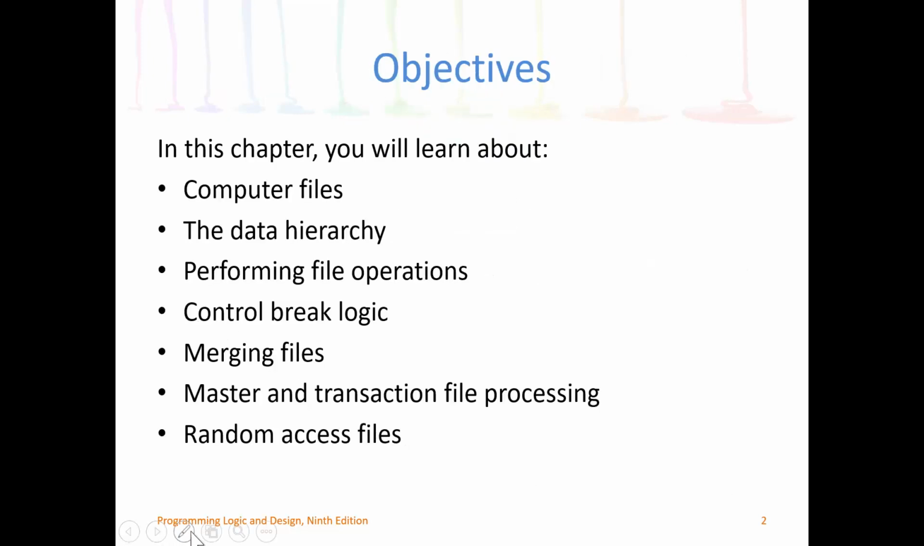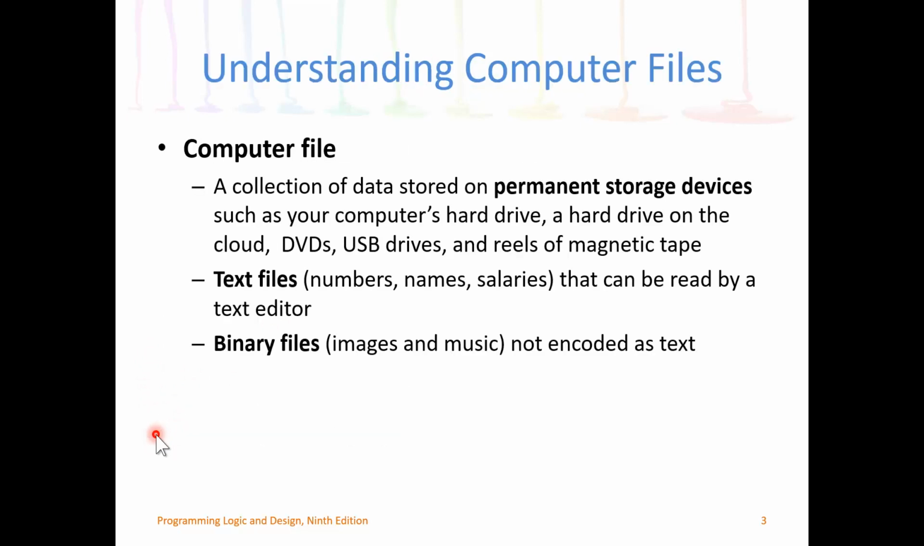So, first we're going to talk a little bit about what is a file and how data is organized on a computer. I think everybody knows that. Then we're going to talk about performing file operations, what a control break is, what merging files would be, master and transaction files, and then random access files. So that's the major things we're going to look at.